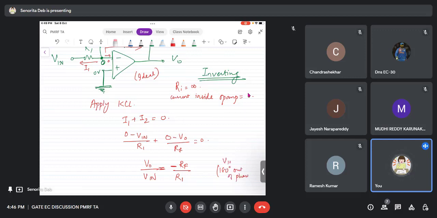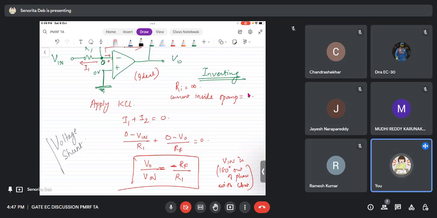B in is 180 degrees out of phase with B out, right? Because of this negative sign. That's why it is called the inverting terminal. In the inverting configuration, the input is at the inverting terminal. This topology is also voltage shunt. It is a voltage shunt topology.